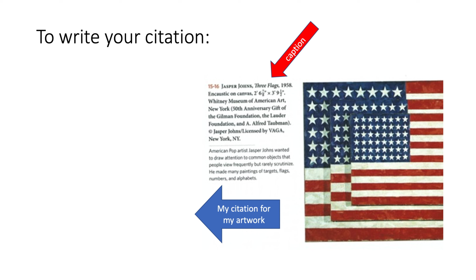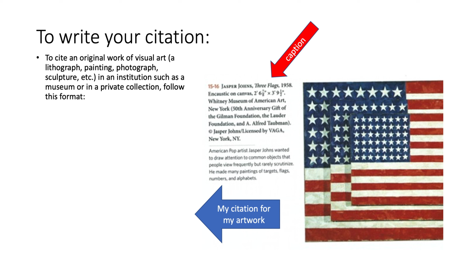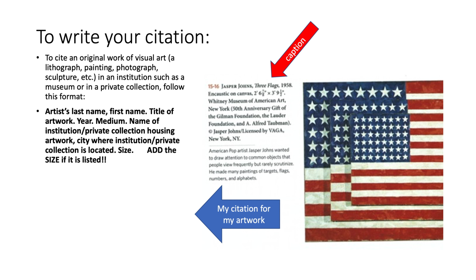All right, so to write your first citation, you're going to look at that caption, and you want to follow this format. Artist last name, comma, first name, period, title of the artwork, period, year, period, medium, period, name of the institution or private collection housing the artwork, comma, city where it's located, period, and I'm asking you to add the size, period.